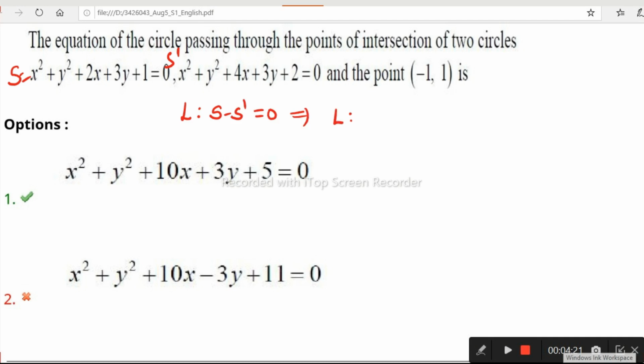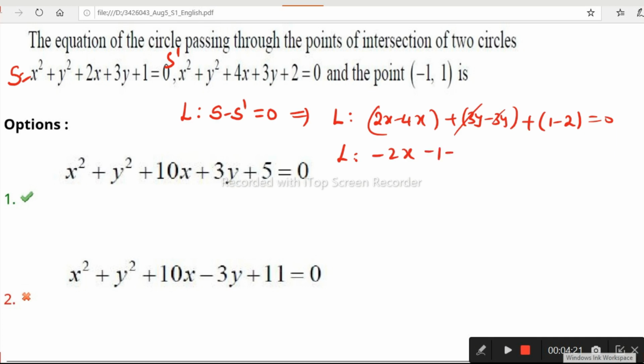L as S minus S dash. Difference of these: x square, y square cancel. 2x minus 4x gives the x terms, and y terms 3y minus 3y cancel, and constant terms 1 minus 2 is equal to 0. So what happened? L becomes minus 2x, y terms get cancelled, 1 minus 2 is minus 1, equal to 0. Again I am rewriting this by taking the minus cancellation: 2x plus 1 is equal to 0.